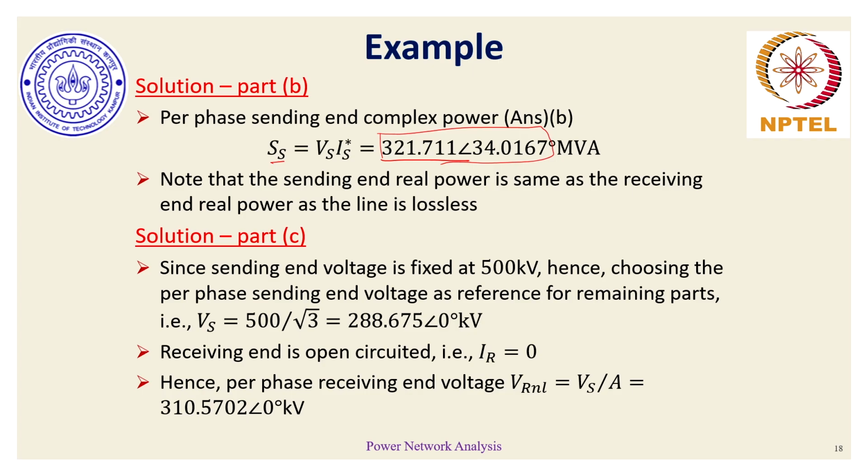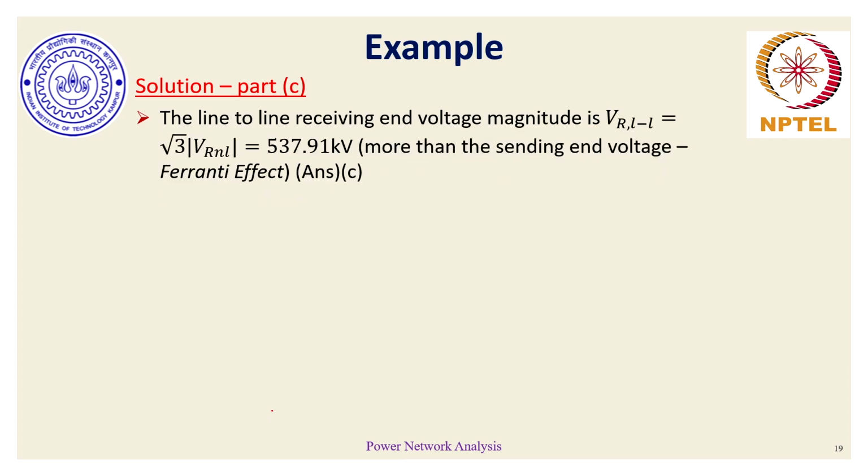Coming to part C, we have to find the receiving end voltage when the receiving end is open circuit, that is, no load. Sending end voltage is the reference, so we convert it to the phase voltage. Receiving end current is 0, so you find the receiving end no load voltage, which obviously is more than the sending end voltage.